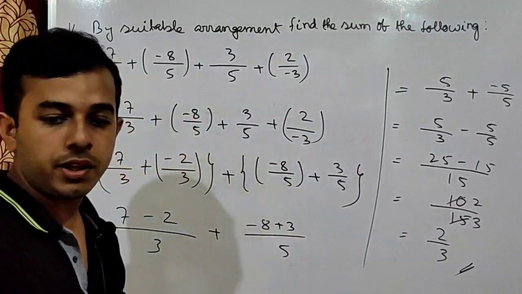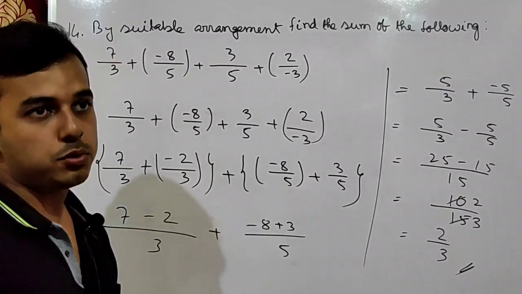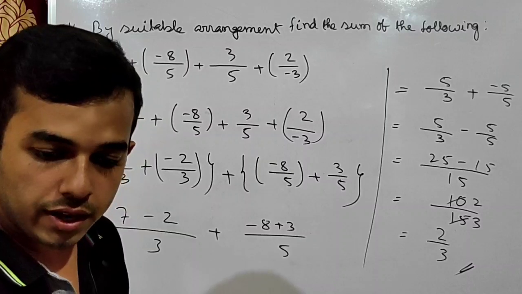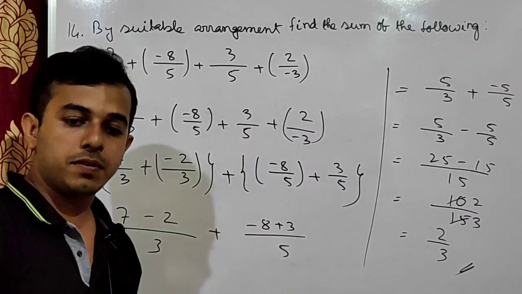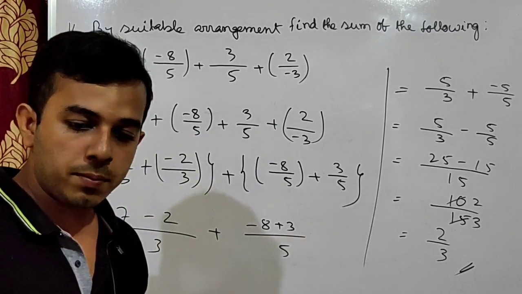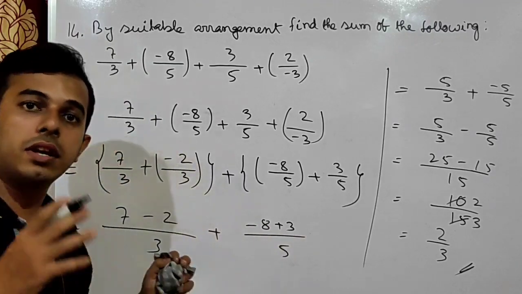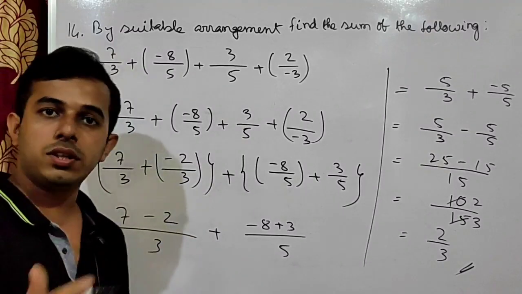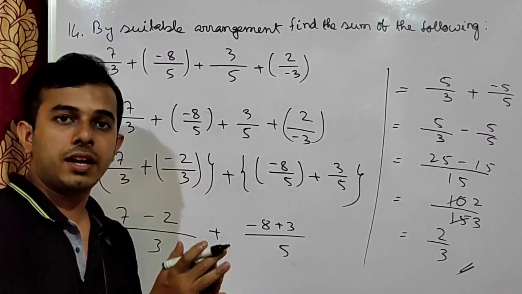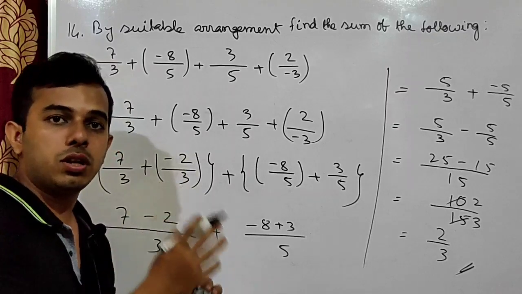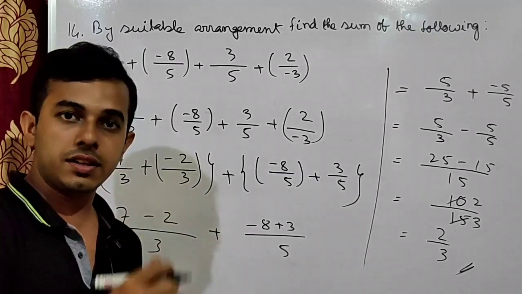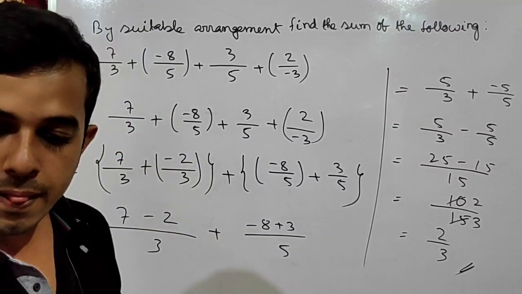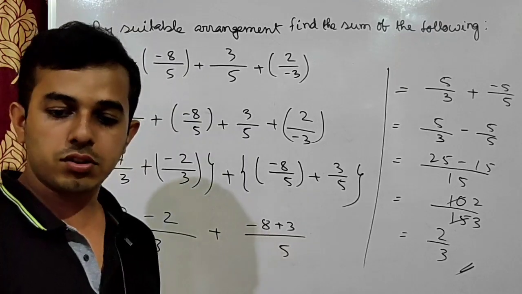Like this you can solve the remaining two questions by suitable rearrangement. Here the next question is minus 9 by 5 plus 2 by minus 3 plus 1 by 5 plus 1 by 3 by 5. Here there are fractions having denominator 3 and fractions having denominator 5. So you will add them separately. After adding the fractions having denominator 5, then you add the result with the fraction having denominator 3. The next one is also the same, 3 by 4. Like this you can solve, right?